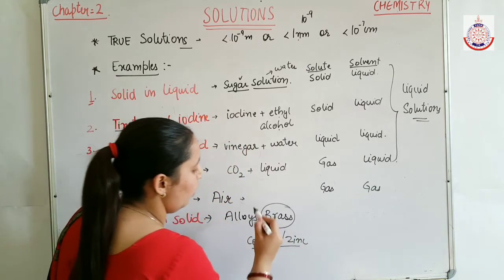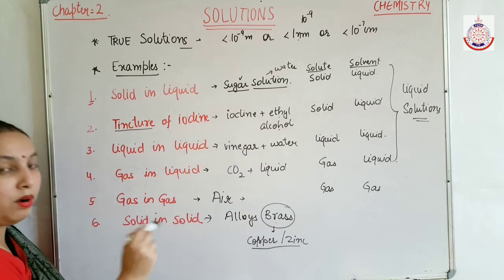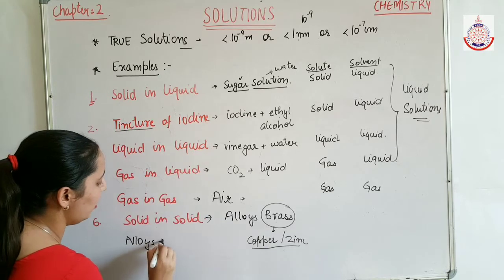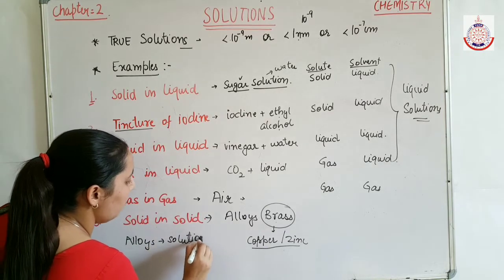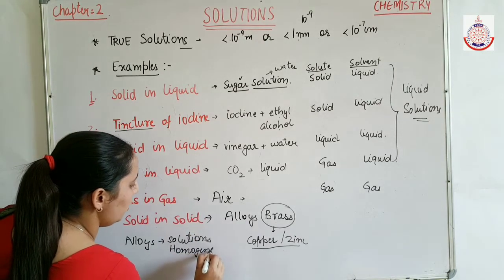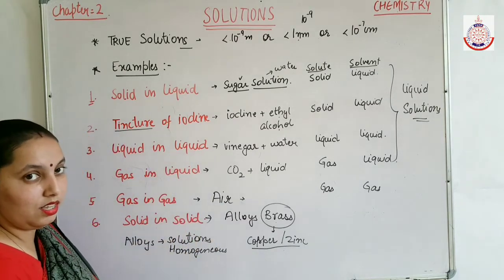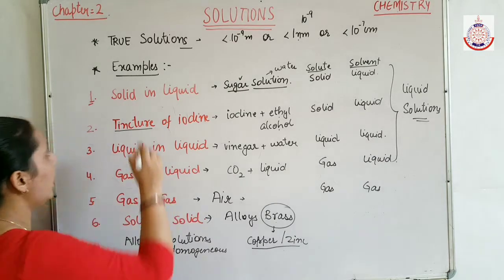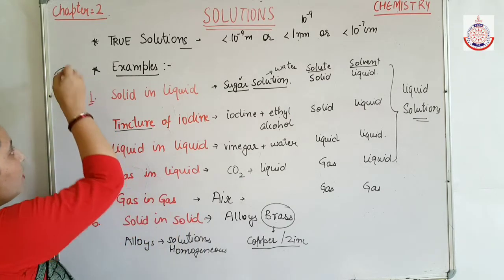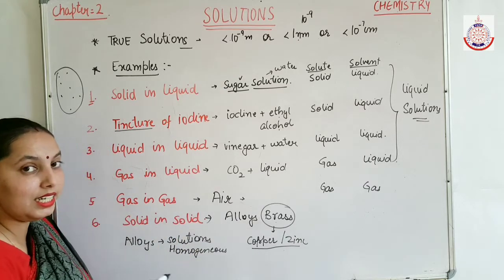Why is it termed as a solution? It is a very interesting point about metal alloys. These metal alloys are termed as solutions. Why? Because they are homogeneous. What does homogeneous mean? Throughout the sample the composition is the same. You take a piece of brass, in which the composition of copper and zinc throughout the brass is the same. So it is homogeneous and it is a solution.